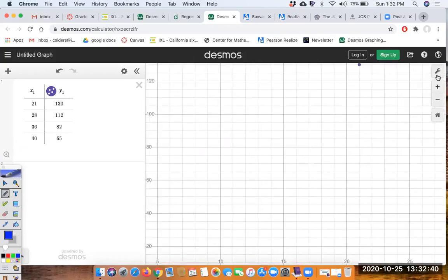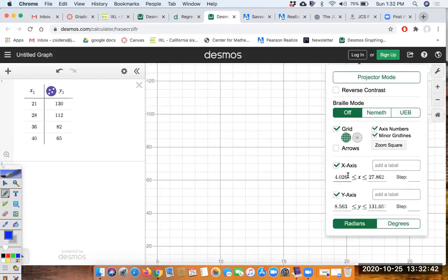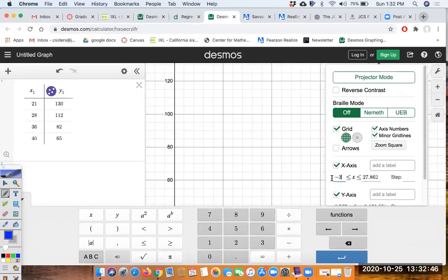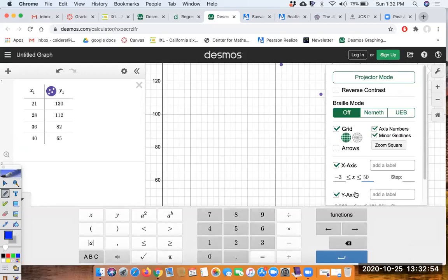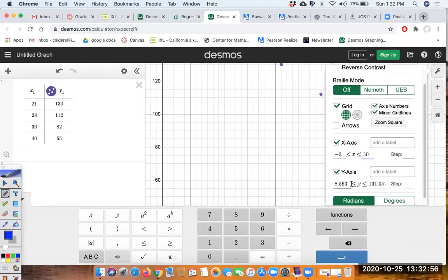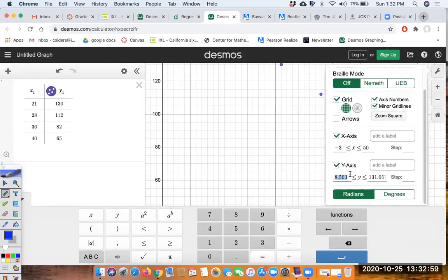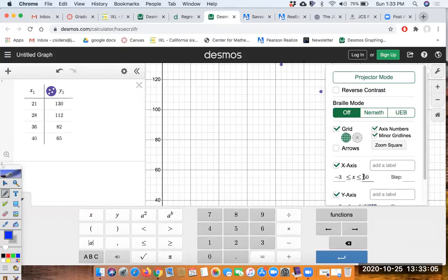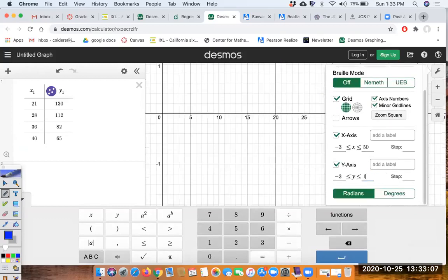I'm going to change my x-axis. I'm going to go a little bit below negative, and then my x's go up to 40. So I'm going to go to 50, cover all my bases. And on the y-axis, I'm also going a little bit below, -3 maybe, and I have to go up to 130. So I'll go up to 140.